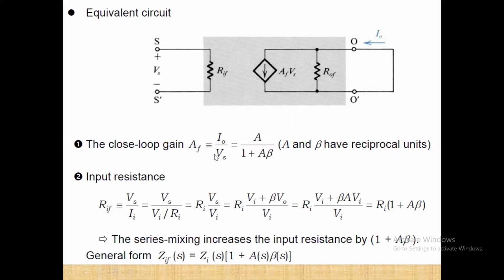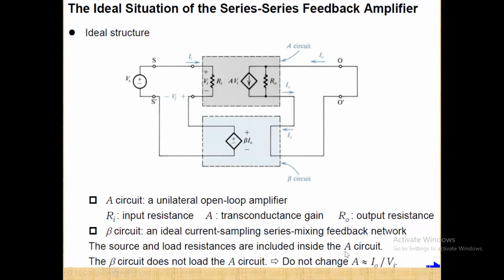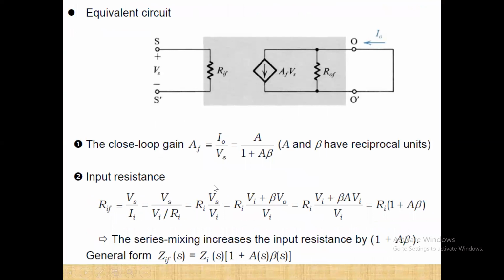We have considered here A is equal to I naught by Vi. Vi will be equal to I naught by A, and that Vi we can just replace. Vs can be replaced by Vi plus Vf. Vi can be replaced by I naught by A, and Vf can be replaced by beta I naught. So you can just take out I naught by A as common from the denominator, then I naught by A multiplied by 1 plus A beta we'll have in the denominator. In the numerator, the I naught will cancel, and the A of the denominator will go to the numerator position, and we are left with A by 1 plus A beta.